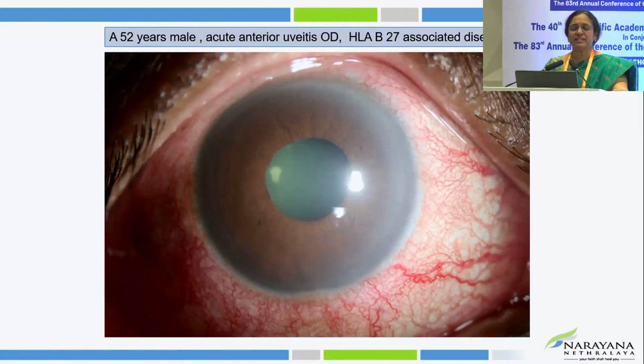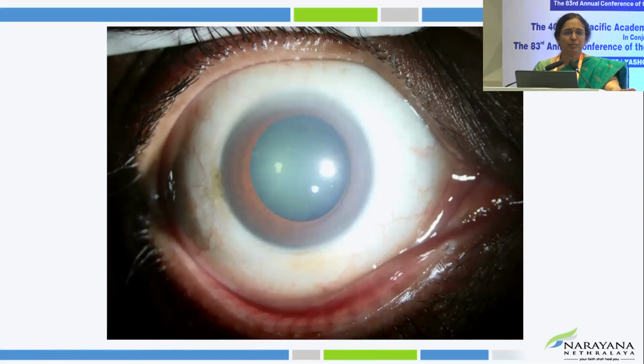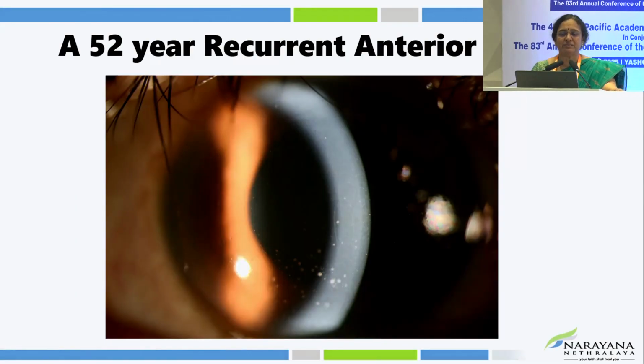We'll see the case examples. Here, a 52-year-old male presented with acute anterior uveitis, HLA-B27 associated disease, where we have anterior segment reaction with traces of hypopyon. This particular patient was treated with topical steroids, cycloplegics and systemic NSAID and responded well in 6 weeks' time. We did not have any associated systemic activity.